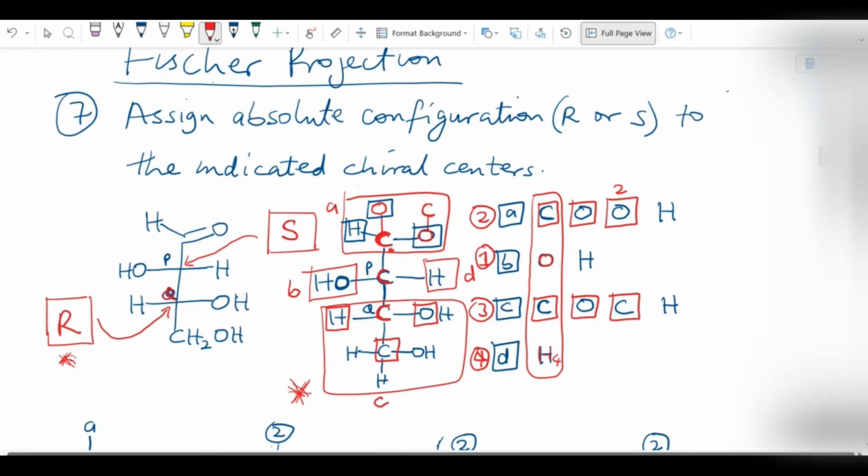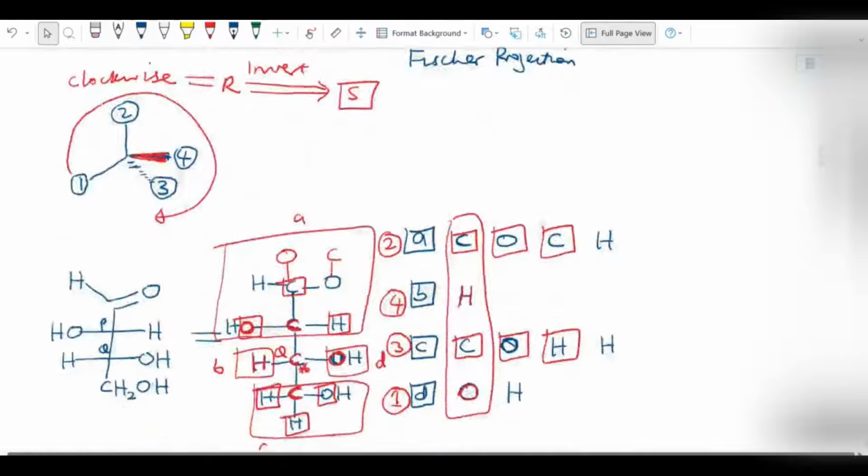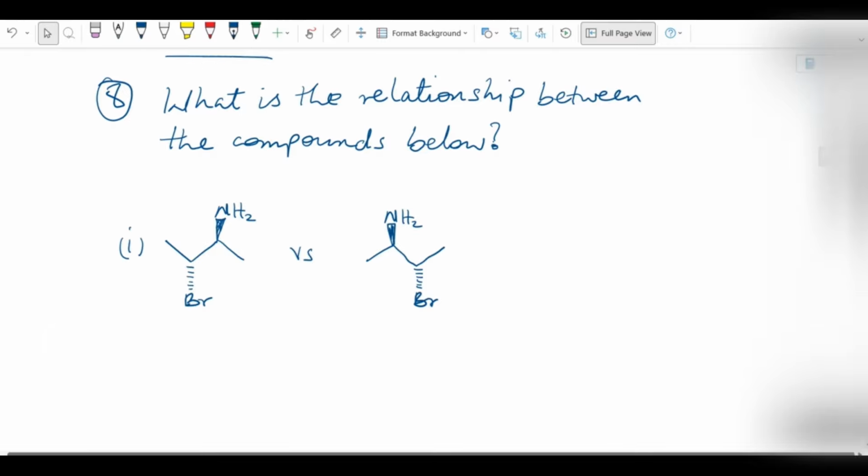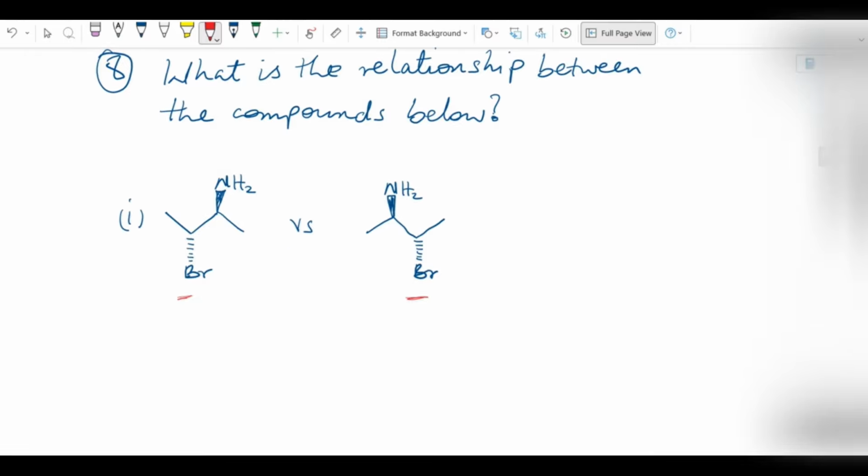So let's go to the next question. This section is about isomers, and we're asked to compare the relationship between two compounds. In order to compare effectively, we need to make sure that all of the substituents are in similar alignment. For example, in this structure, bromine is on the left-hand side. Here, bromine is on the right-hand side. The NH2 group here is on the right-hand side. The NH2 group here is on the left-hand side. So you want to orient the compounds so that the substituents will align properly.